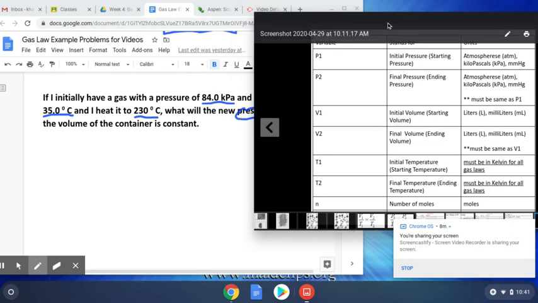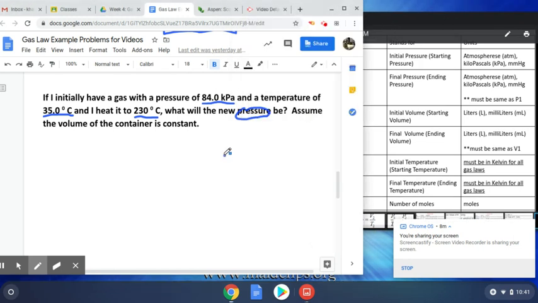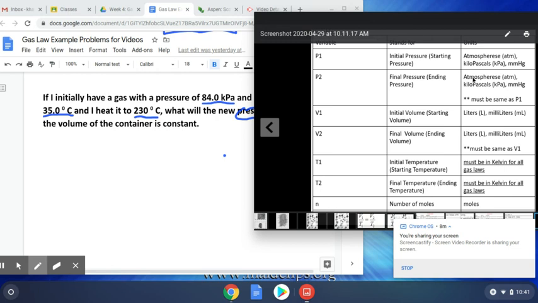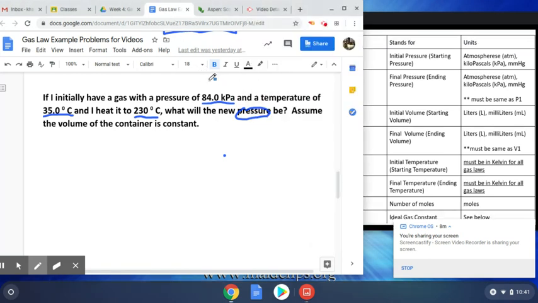chart and figure out what these variables are. So here we have kPa. kPa is kilopascal, which is a pressure. Okay, so that is the one that we will pick. So this is going to be P1.